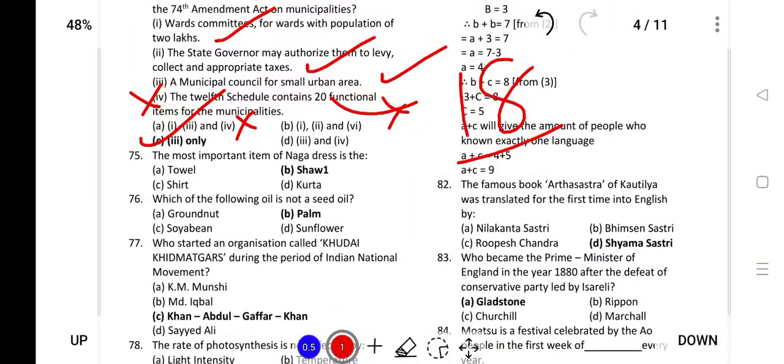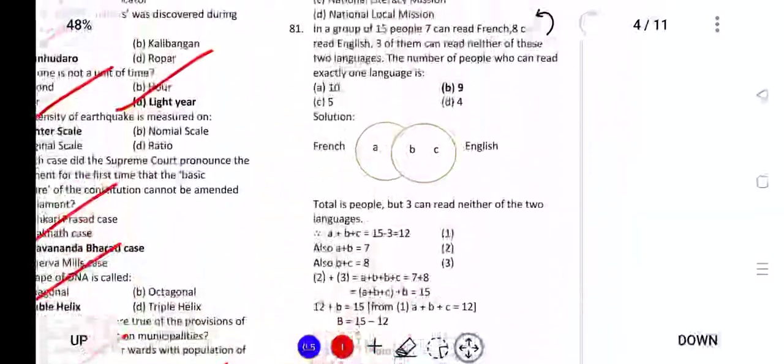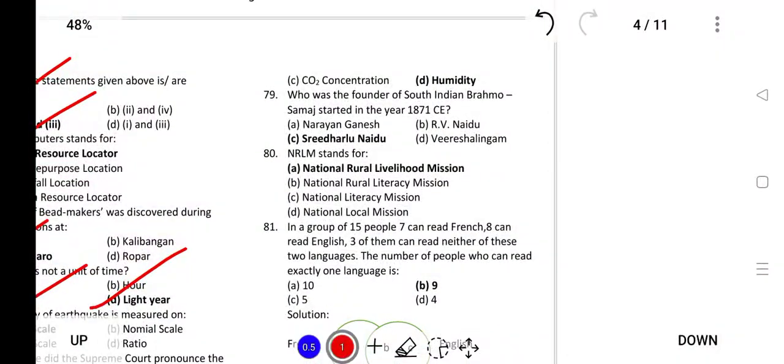Which of the following is not a seed oil? Palm oil is not a seed oil. Who founded the organization Khudai Khidmatgar? Khan Abdul Ghaffar Khan. Photosynthesis is not affected by humidity.